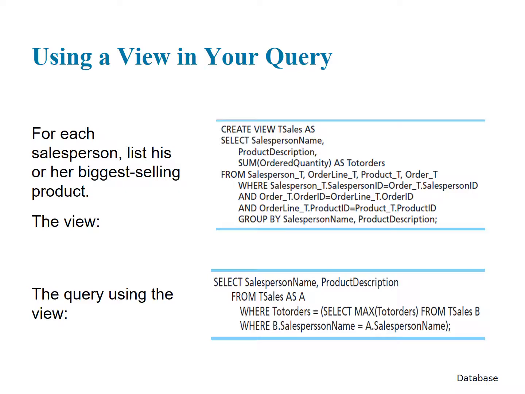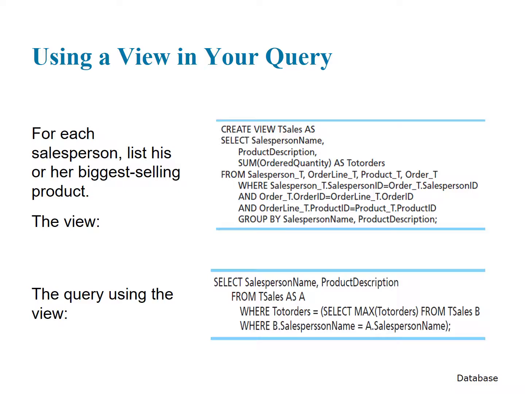Question 1. For each salesperson, list his or her biggest selling product. Query. First, you can define a view called T-sales, which computes the total sales of each product sold by each salesperson. You can use this view to simplify answering this query by breaking it into several easier-to-write queries. For each salesperson, list his or her biggest selling product.